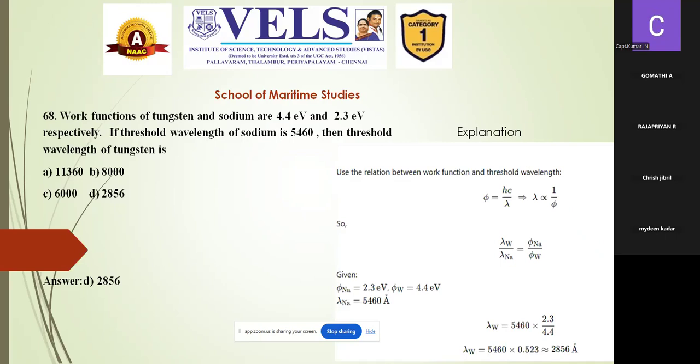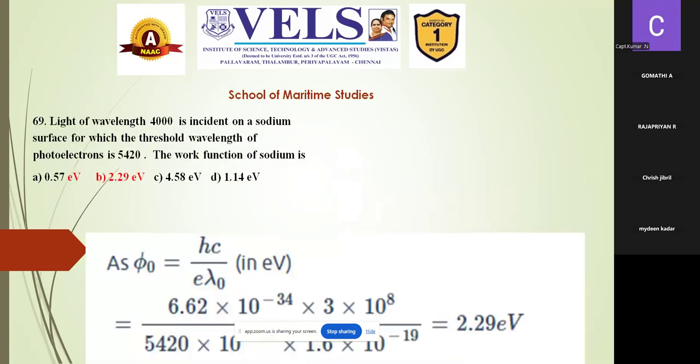Pi Na divided by pi W. The answer is 2856. This is the threshold wavelength of tungsten.